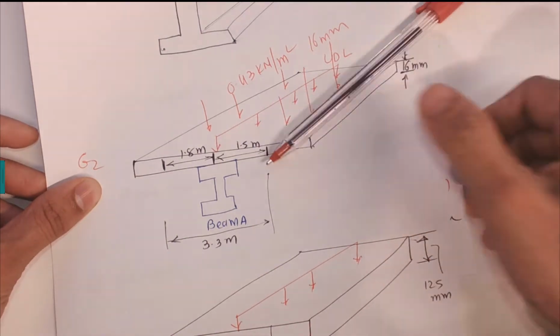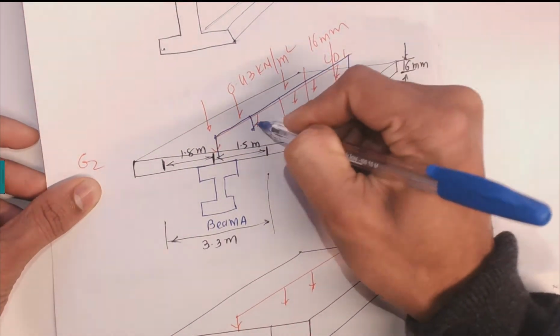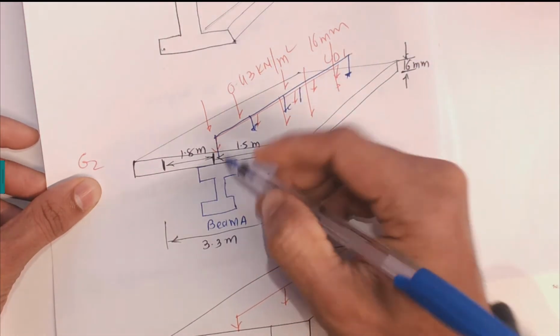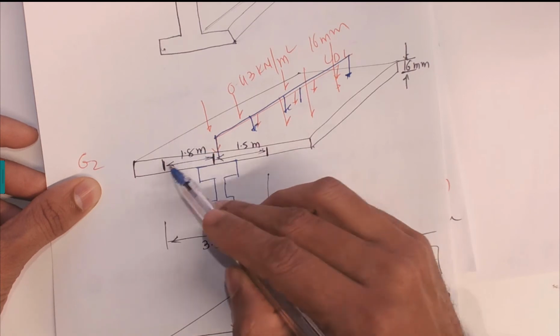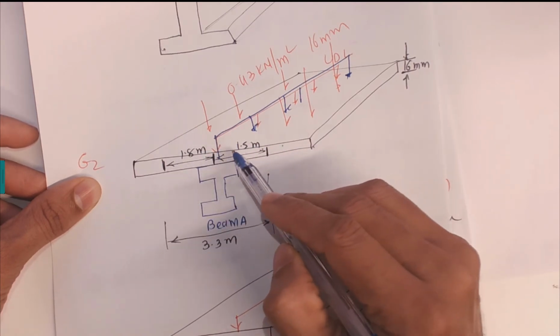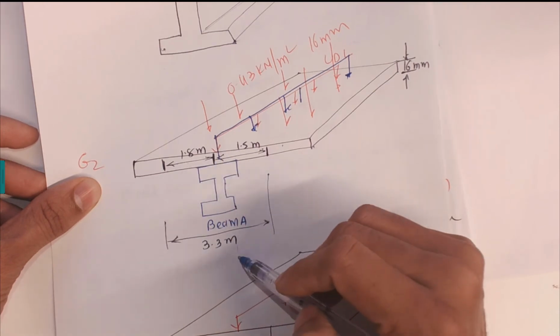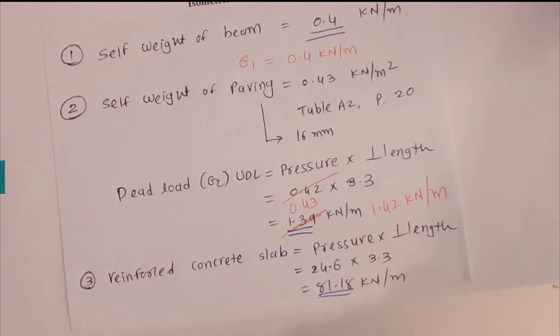Now if I would like to convert this pressure into a UDL acting on these steel beams, we need this perpendicular length, and this perpendicular length is half on the left side, half on the right side, which is 1.8 and 1.5. You can check the questions. That gives us 3.3 meters. So that's the length, 3.3 meters.